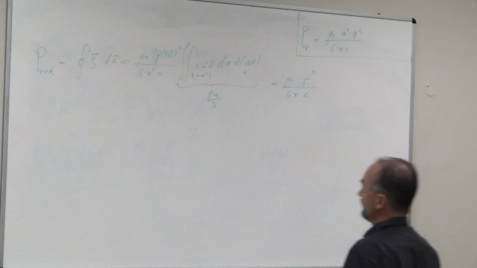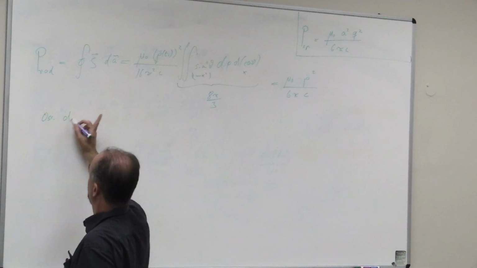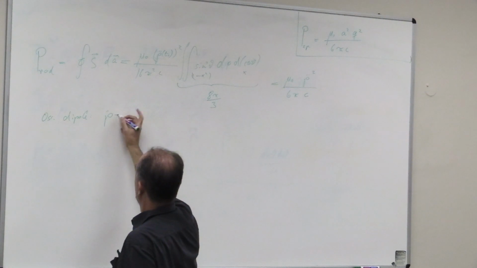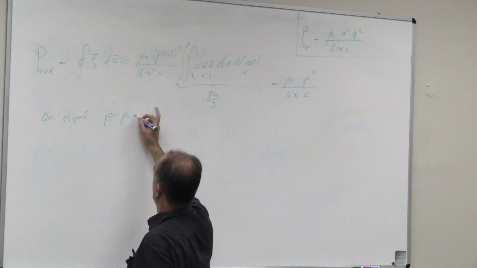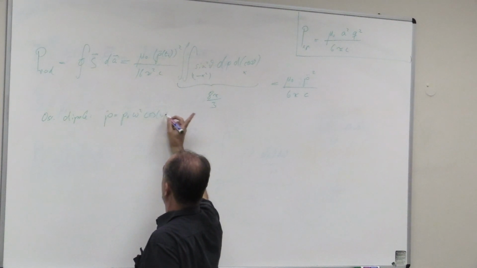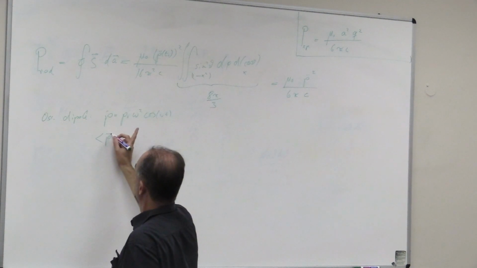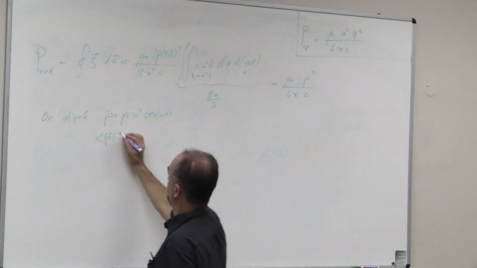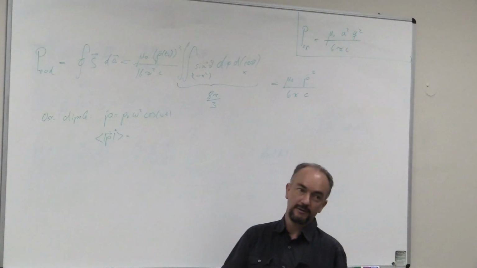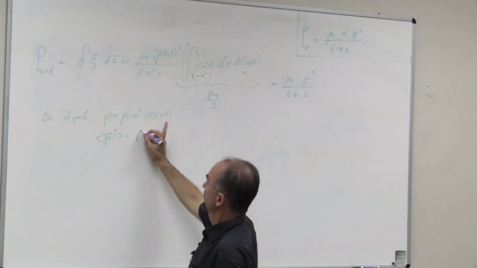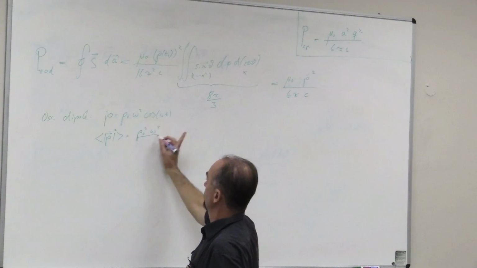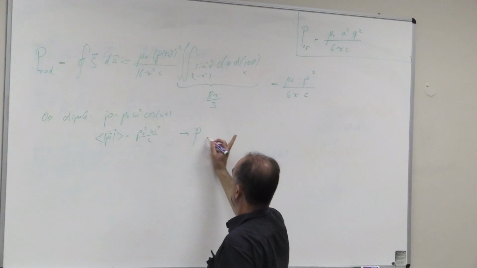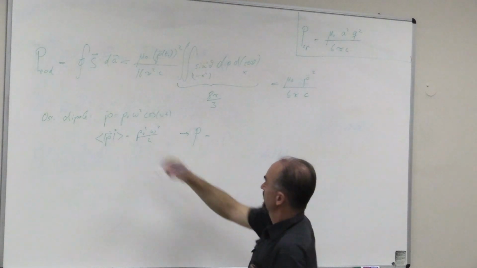Go back to that oscillating dipole. So for the oscillating dipole, p dot dot was p naught omega squared cosine omega t. The time average of that, the time average of p dot dot squared, is the time average of cosine squared, which gives a factor 1/2, right? p naught squared omega to the fourth. So that means the radiative power we find that this is actually just a dipole.